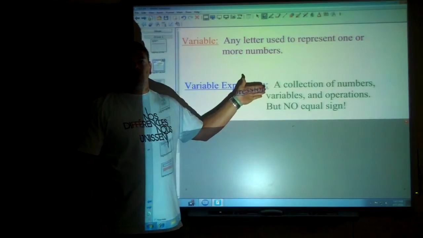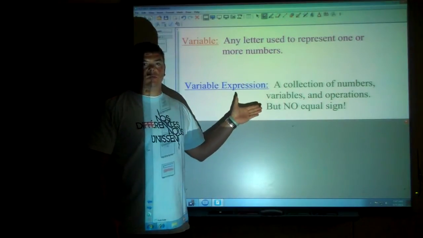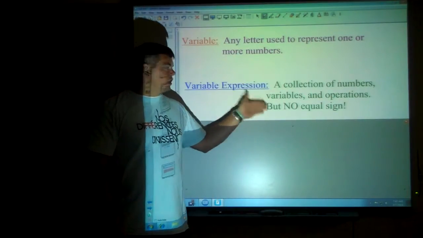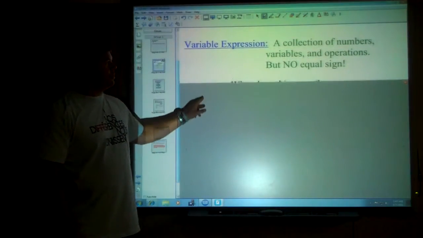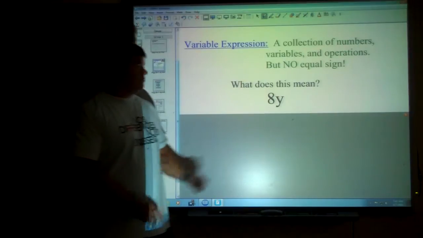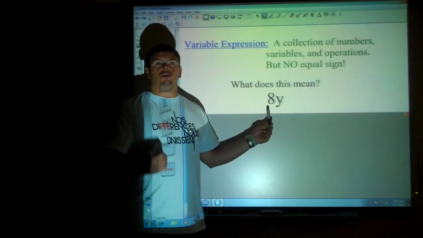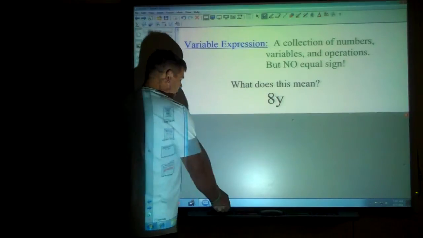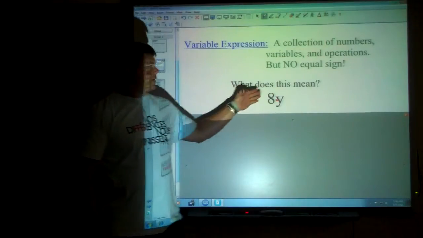5 plus 7 is an expression. The number 8 is an expression. It can have variables, like r plus t. It just can't have an equal sign. That's the only thing it can't have. So some examples. What does this mean? 8y. That's an expression. In between the 8 and the y, since you don't see an operation sign, it must mean that there's actually multiplication in there. 8 times y.